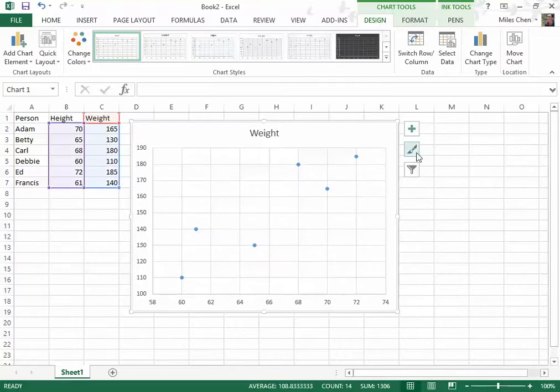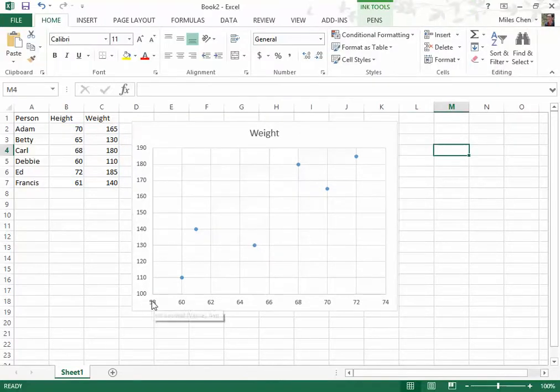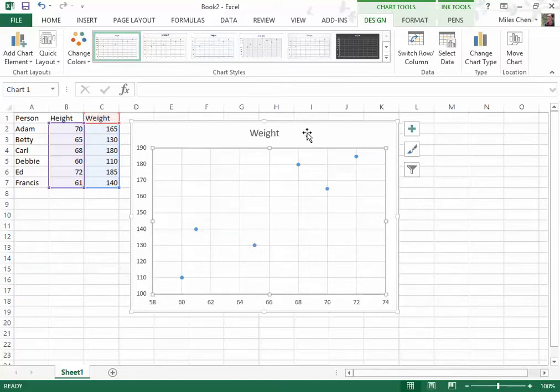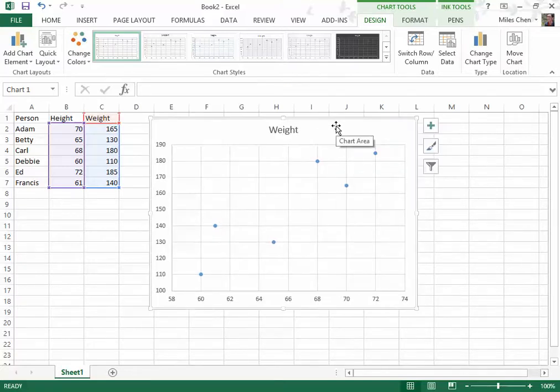Okay. So here's the scatter plot, and starting at 58, it goes up to 74, and we've graphed these different people, right? So who's this person? This is Debbie, right? 60 inches, weighing 110. Who is this person? This is Adam. So can we see this? Everyone's okay with the scatter plot?